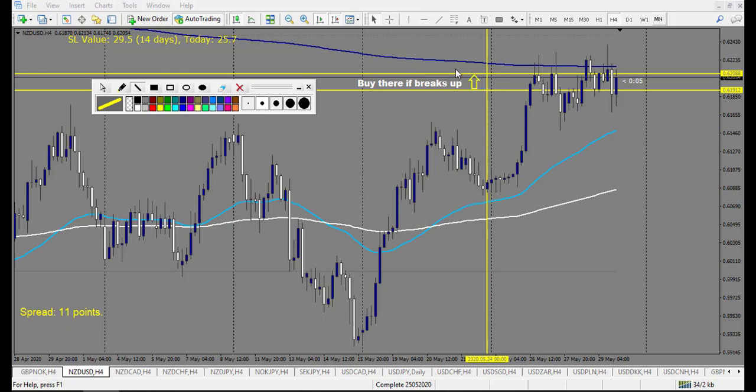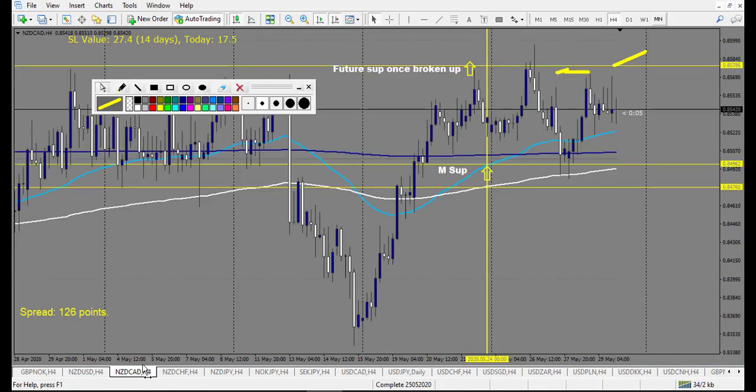New Zealand USD, we wanted to buy this level once broken, but price made a significant bearish engulfing, so I entered this one. It made only one reward, and after made another pin bar right here. So no buy setup, nothing to count right here.